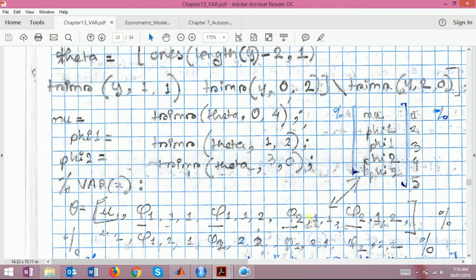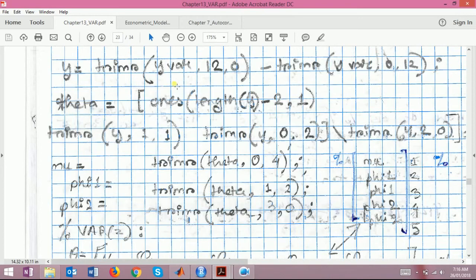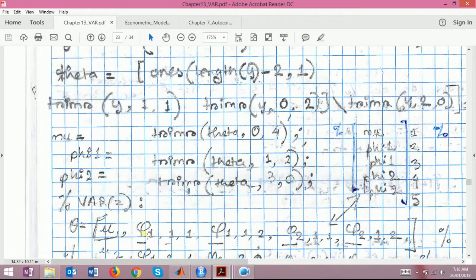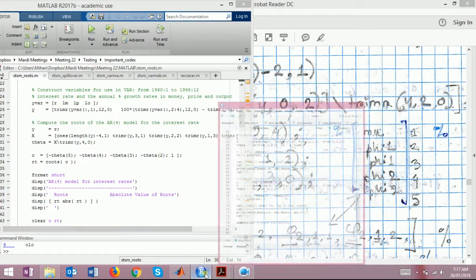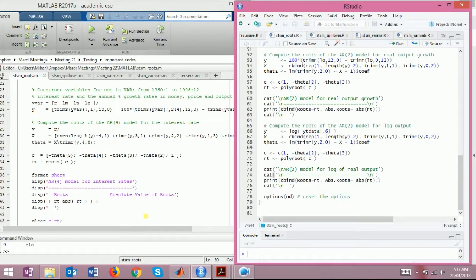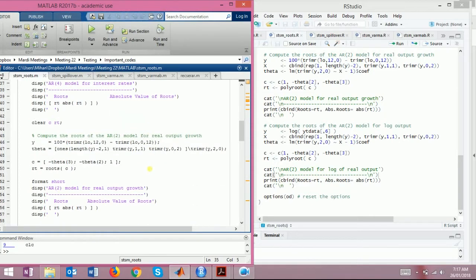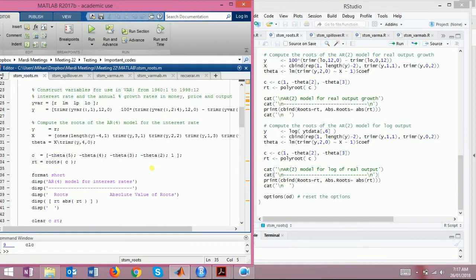This is your theta estimation. This is your theta parameters that you are estimating for one particular variable, just one variable. You have these five parameters you are estimating. So then you trim the one and the last two, and you get the in between, that is phi ones, and then the last two are phi twos. That is what is mentioned in both your R and your MATLAB program, right?